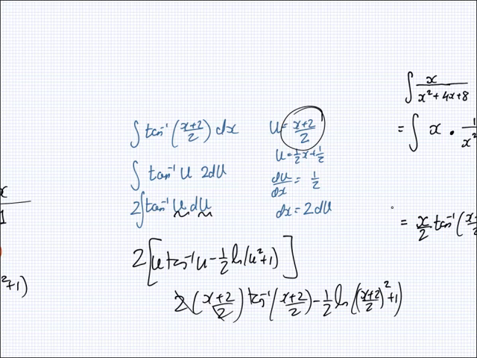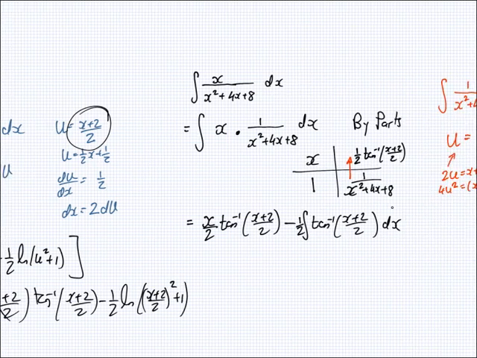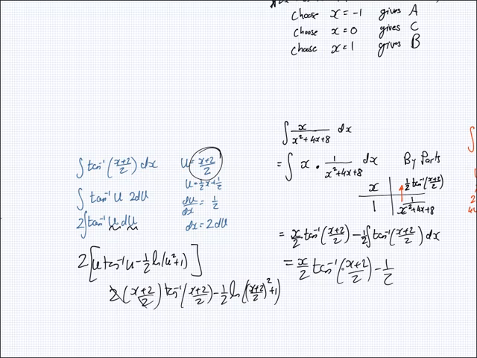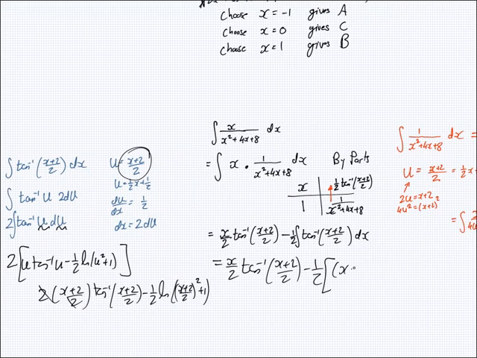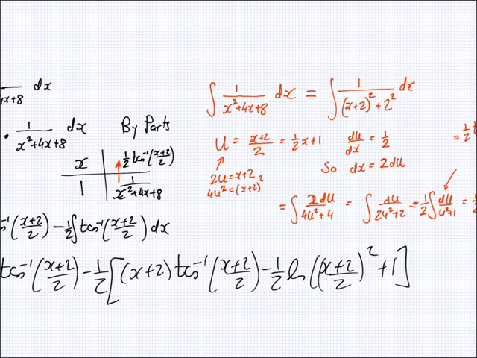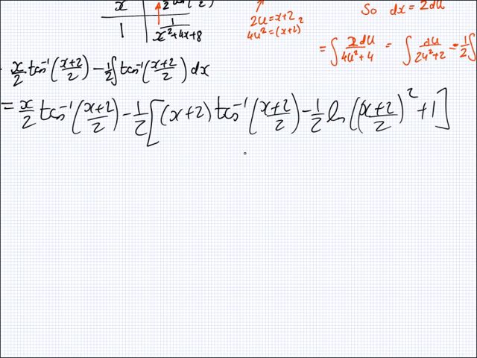Okay. Why did we need that? Well, because we needed to integrate tan inverse x plus 2 over 2. So this is equal to x over 2 tan inverse x plus 2 over 2 minus a half of that thing there, which is x plus 2 tan inverse x plus 2 over 2 minus a half log x plus 2 over 2 squared plus 1. Close.